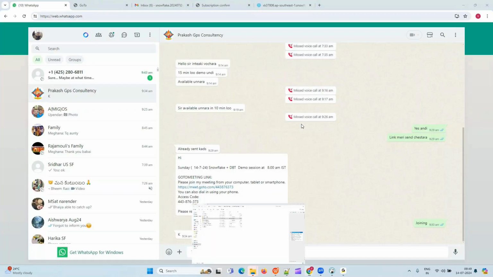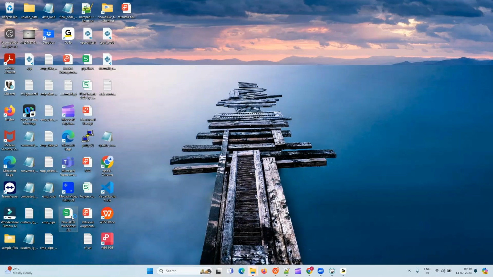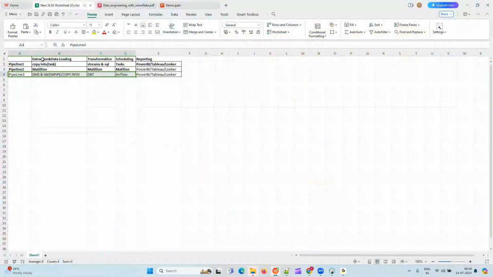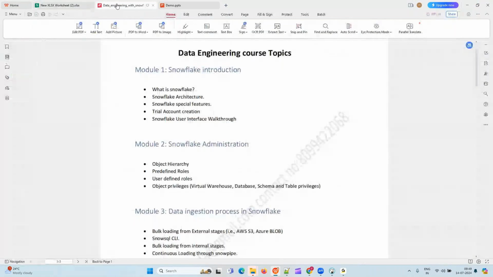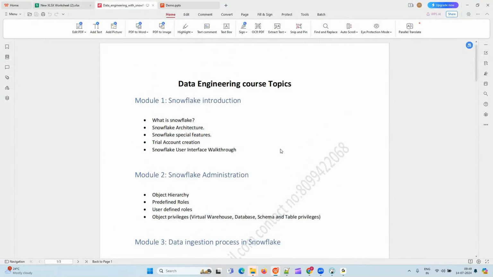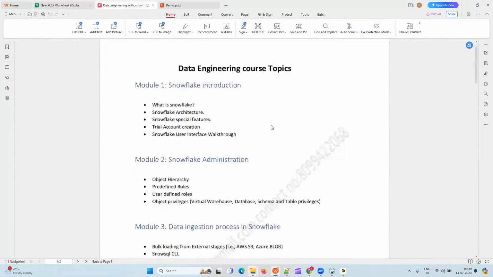Okay, so this is the pipeline. One pipeline with only Snowflake, one pipeline with Matillion and Snowflake, and one pipeline with DBT, Airflow and Snowflake. Okay, so this is how my course structure will look. And if you want to know about the detailed topics I'm going to cover, here is the PDF, the data engineering course topics.